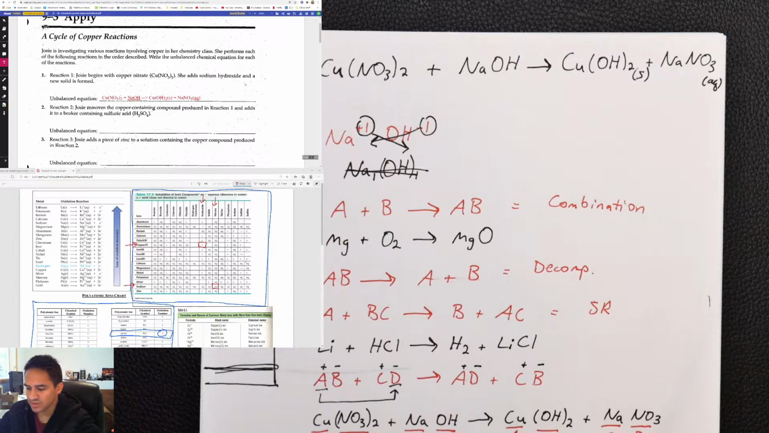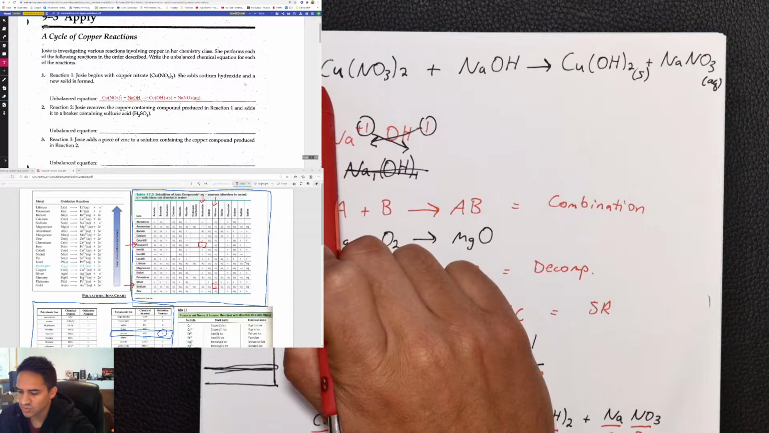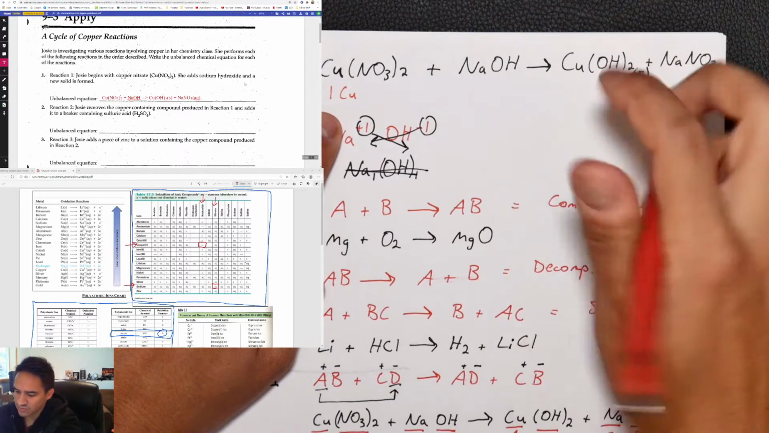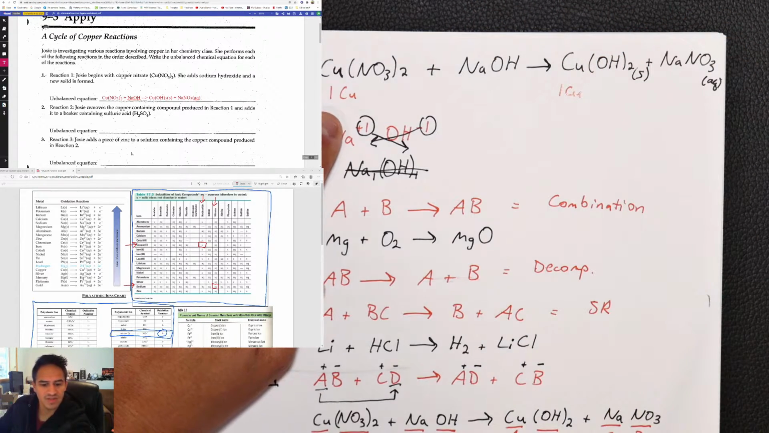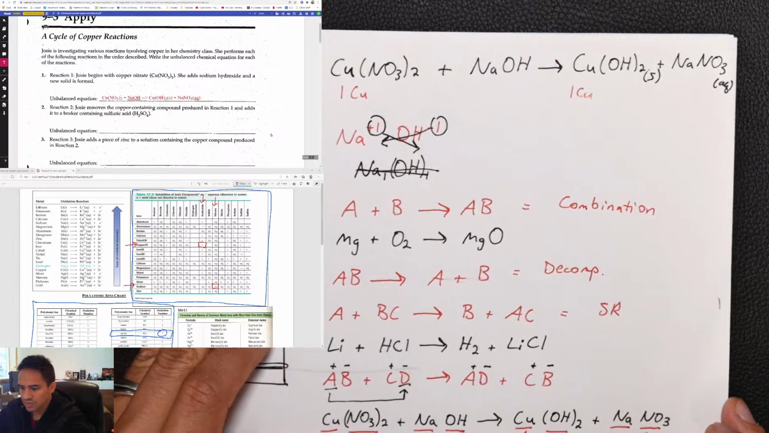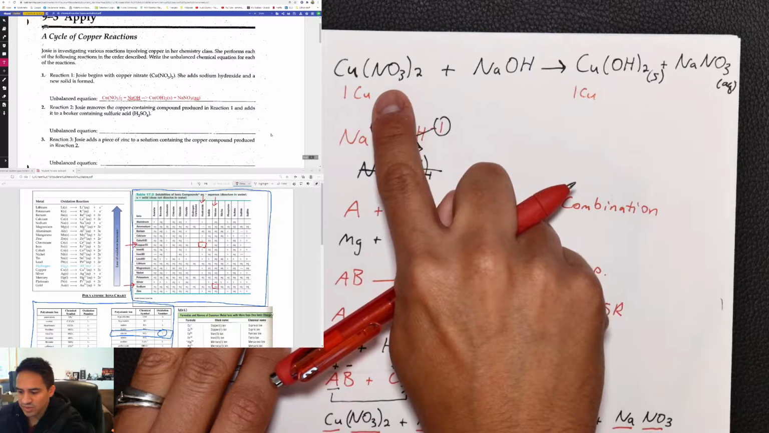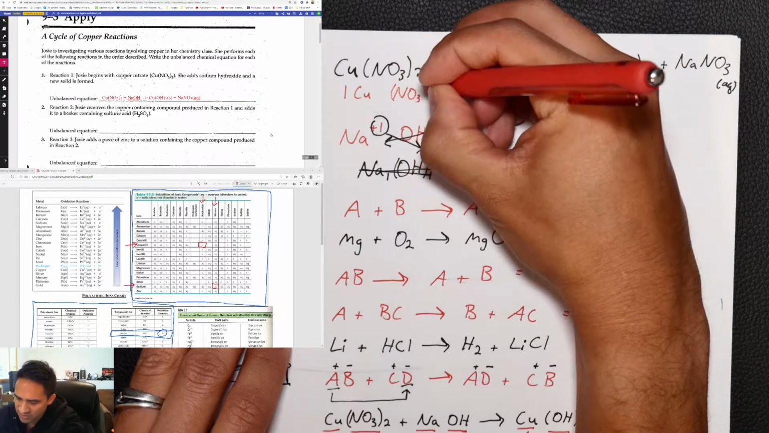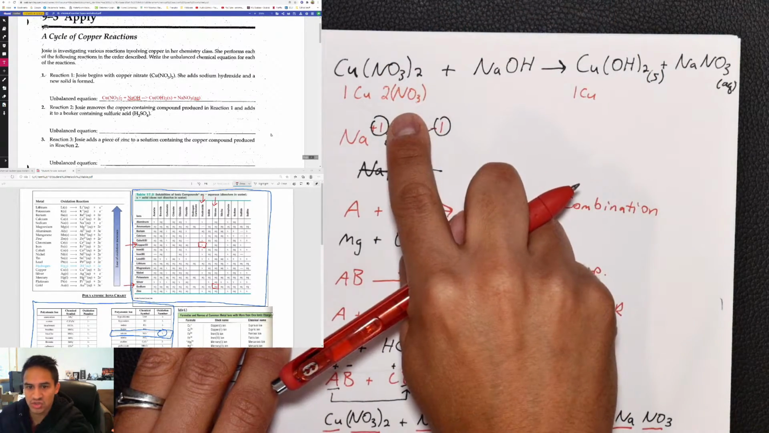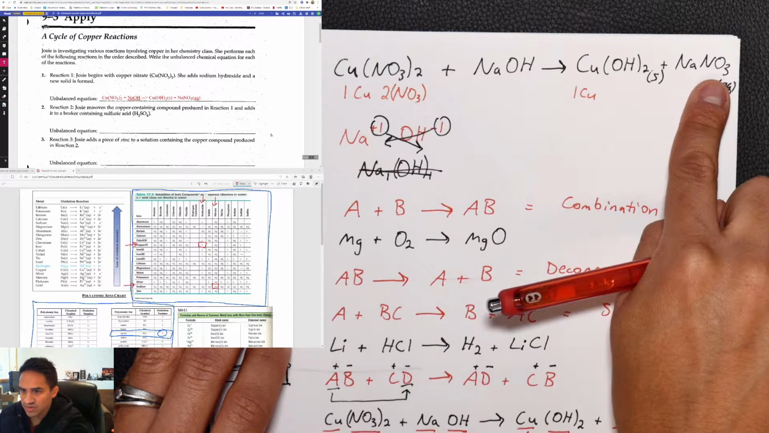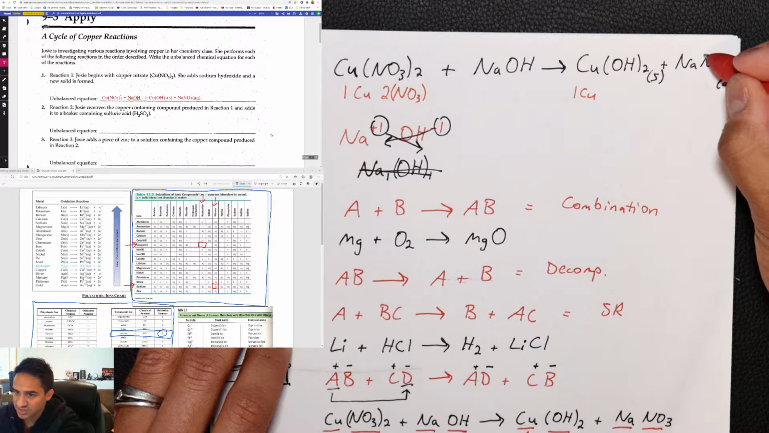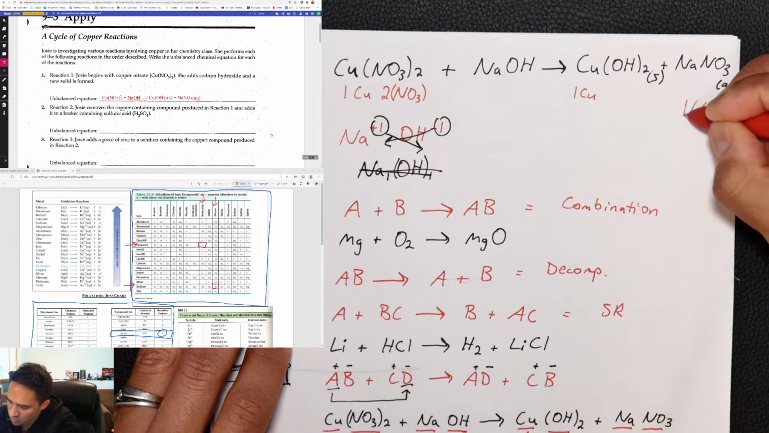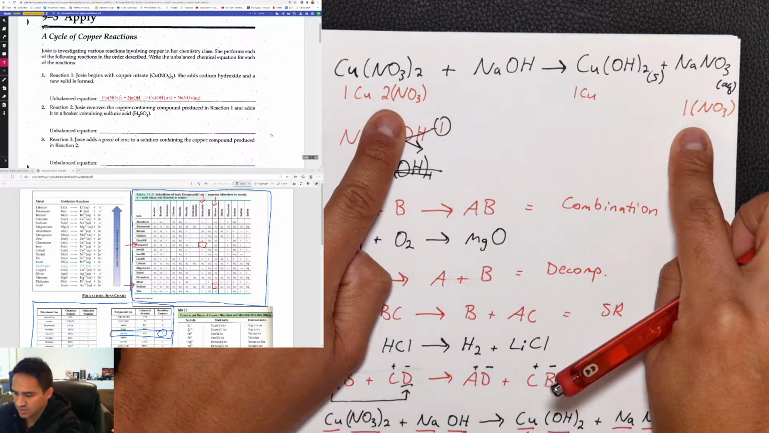So balancing wise, if we look here, we have 1 copper on the left. On the right, we have 1 copper. Okay, so those are balanced, so that's good. On the left here, we have NO3, and there's a 2. I'm going to count this as one group of stuff. So that's NO3, and there are 2 of them. On the right, we only have 1 NO3, because there's no parentheses and there's no 2 outside. So this is just NO3, and there's only 1 of them.